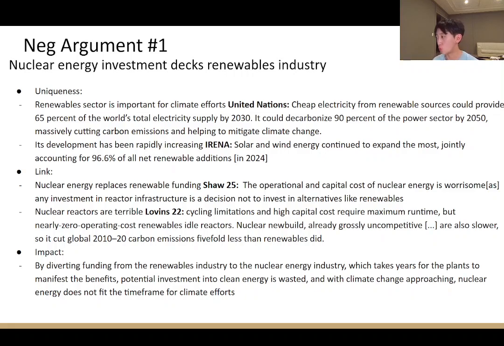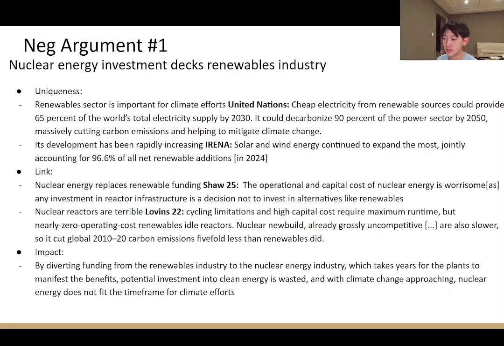Nuclear new builds, already grossly uncompetitive, are also slower, so they cut global 2010 to 2020 carbon emissions fivefold less than renewables did. So obviously, nuclear reactors have a very large capital cost, and they also take really long to build. You pay probably billions of dollars for every new reactor that you create, and you have to wait 10 to 20 years for a reactor to actually be built, right? So if we're starting to invest more into these nuclear reactors and divert funding away from renewables, we're essentially just waiting for the clock to tick down, but by then it may already be too late.